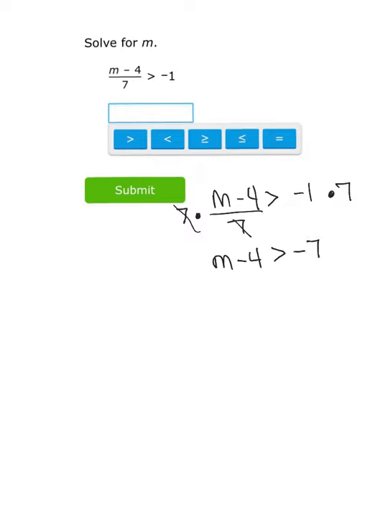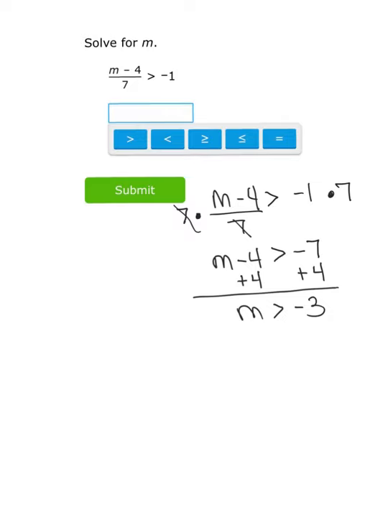Then we're going to say, what's the constant that we're trying to move? We want to get the m by itself, so I'm going to move the negative 4. The opposite of negative 4 is to add 4, or positive 4. And what I do to one side, I'm doing to the other. So that leaves me m is greater than negative 7 plus 4. Guys, don't get hung up on your integers. Use your calculator if you need to. Negative 7 plus 4 is negative 3. So we have solved: m is greater than negative 3.